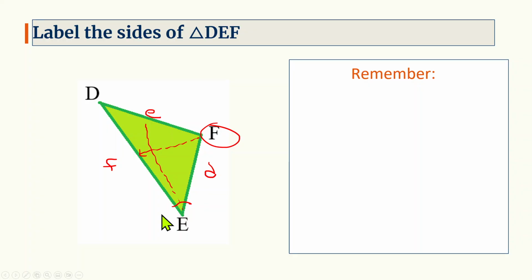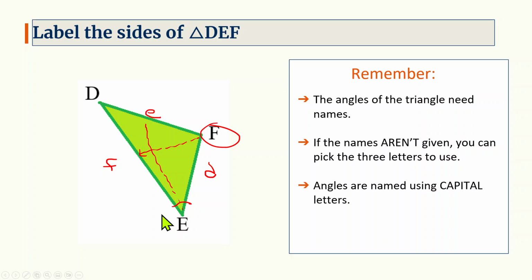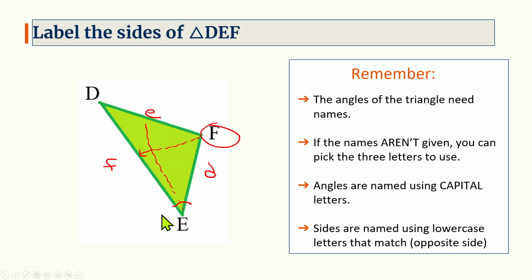So things to remember, because you'll see, we're about to show you the formulas, sine law and cosine law, how important this labeling is. So you need to have names for the angles. If you're not given their names, then you pick three letters of the alphabet you like and give those angles capital letters. And then the sides have to be given the corresponding lowercase letter, the opposite side.